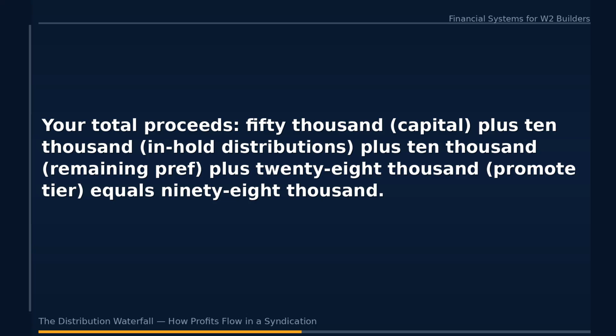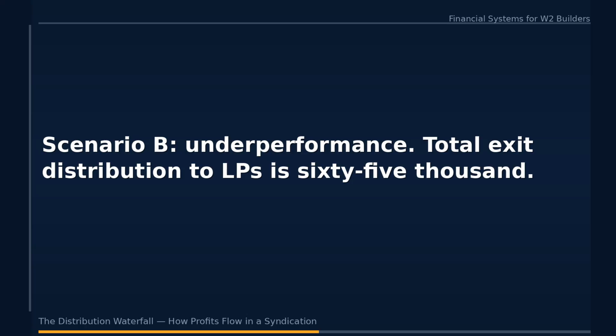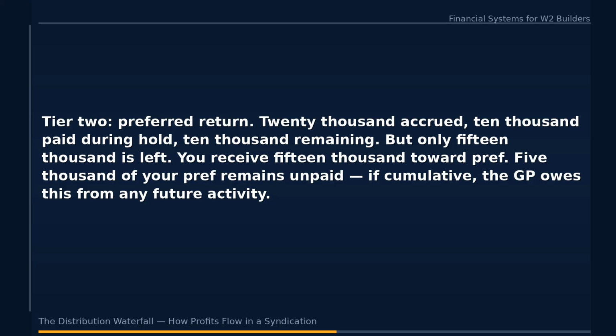Scenario B, underperformance. Total exit distribution to LPs is 65,000. Tier 1, return of capital. 50,000. Remaining, 15,000. Tier 2, preferred return. 20,000 accrued, 10,000 paid during hold, 10,000 remaining. But only 15,000 is left. You receive 15,000 toward pref. 5,000 of your pref remains unpaid.